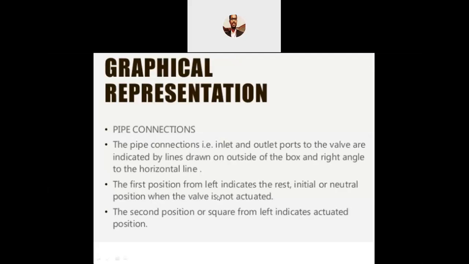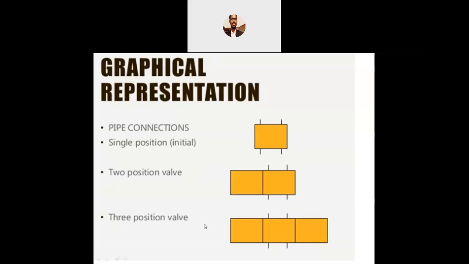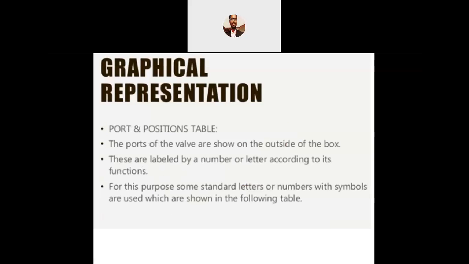Now, this is what it says. The first position from the left indicates the rest position, or initial position, or the neutral position when the valve is not actuated. The second position or square from the left indicates the actuated position. That's it. See here, my dear friend, this is a single position with four ports. One, two, three, four ports are there. Now this is two positions and four ports. This is three positions and four ports. Any doubts? Next. Okay, fine then. Thank you.